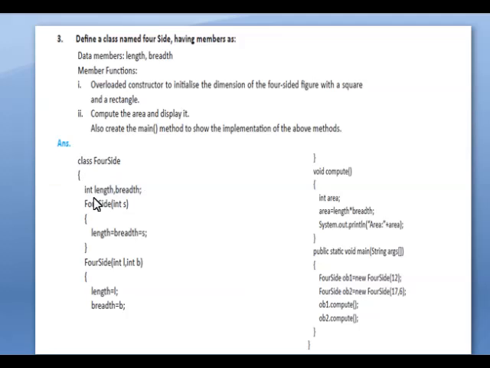So in the length and breadth, fourside of S, then length and breadth equal to side. Okay, so these are the sides of a square. Then fourside, the next one is int length and breadth, length equal to L, breadth equal to B. Next is compute, where you have to calculate the area of a square and the area of a rectangle here. Okay, then what is the next? We have to display all the values, and the main function. This is the main function. Here we are calling all the objects.